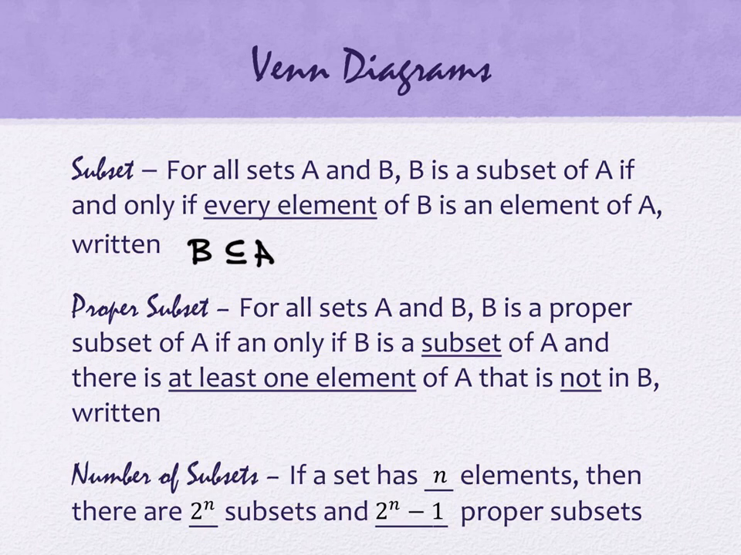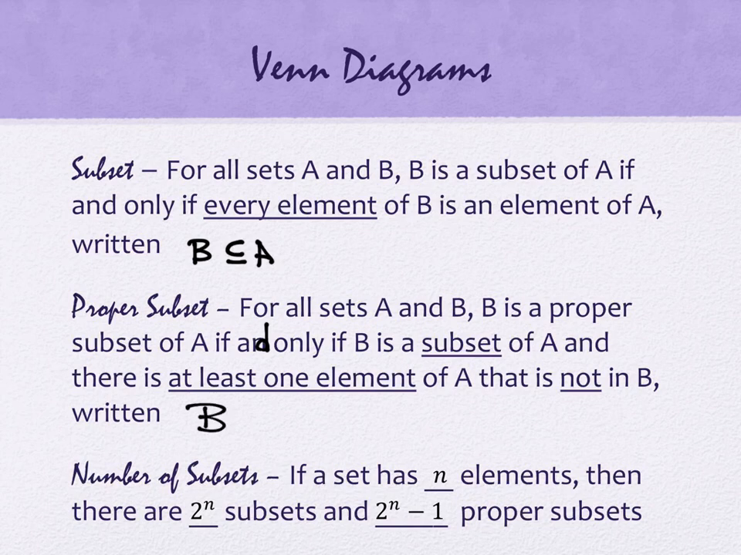A proper subset is actually what I just defined. A proper subset means it's a subset and it's really smaller. And so it says for all sets A and B, B is a proper subset of A if and only if, that should say if and only if, B is a subset of A, and there is at least one element of A that is not in B.